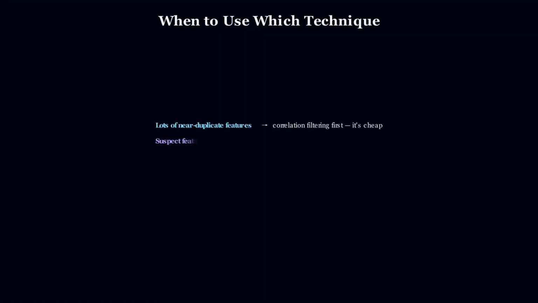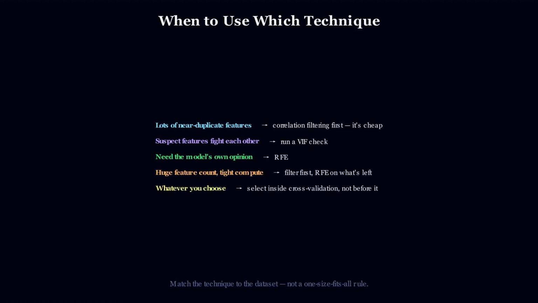So which technique when? Lots of near-duplicate features: start with correlation filtering. It's cheap. Suspect features are fighting each other, run a VIF check. Need the model's own opinion on what matters, RFE. Huge feature count, tight compute budget, filter first, RFE on what's left. Whatever you choose, select features inside cross-validation, not before it.